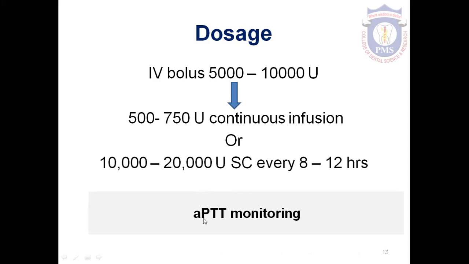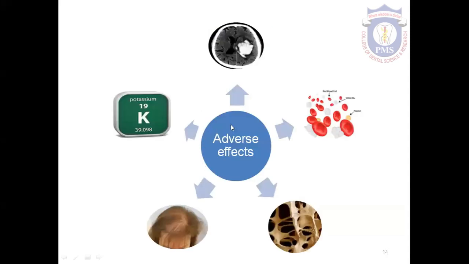APTT is activated partial thromboplastin time, which helps us to know the heparin adverse reaction, which can cause bleeding. Adverse effects of heparin include bleeding. When heparin is given in overdose, it can cause spontaneous bleeding. Hematuria is usually the first sign of bleeding. If it occurs from intracranial sites, it can be very serious to the patient.